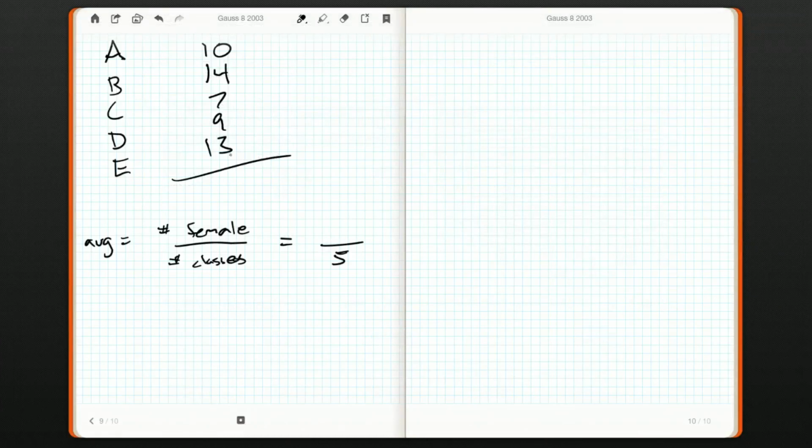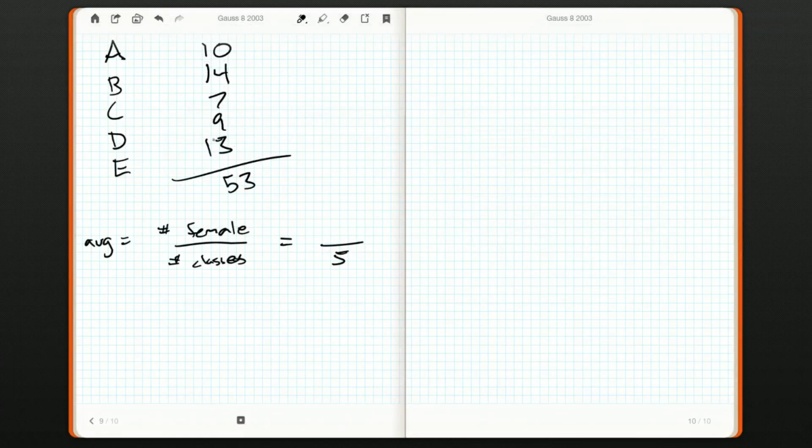So the total number of female students is just the sum of all the female students from the classes. If you can do it in your head, that's great. If you need a calculator, that's okay, they're allowed. So 13 plus 9 plus 7 plus 14 plus 10. I've done it on my calculator, and I've gotten 53.